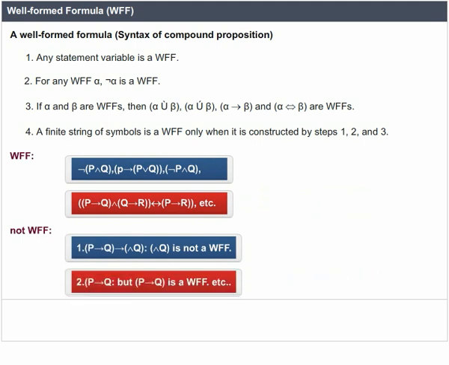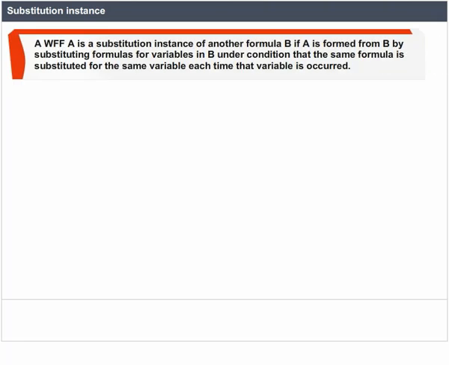Substitution instance. A WFF A is a substitution instance of another formula B if A is formed from B by substituting formulas for variables in B, under the condition that the same formula is substituted for the same variable each time that variable occurs.